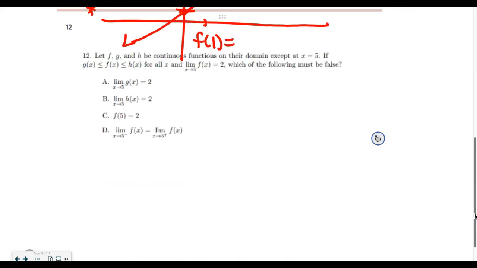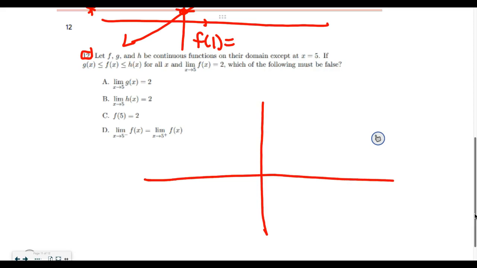it says f, g, and h are continuous. Now, I can understand you getting this one wrong. It's kind of referencing something called the squeeze theorem, which we didn't discuss in a whole lot of detail, but we're continuous except at x equals 5. So that's the most important part of it, that at x equals 5, there's not continuity.